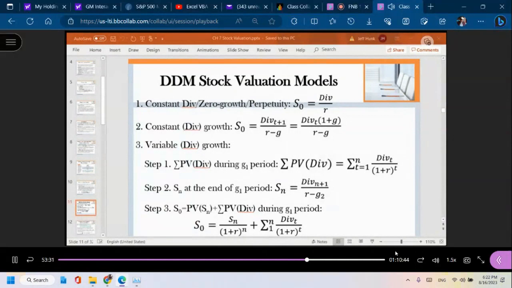What does the Gordon model look like? Basically, if you look at it, it's dividend at time t+1 over r. r is the required return, which is the discount rate, minus g. g is the growth rate of dividend. Of course, the growth rate of dividend is also the growth rate of the earnings. Now, but how come it looks this way?